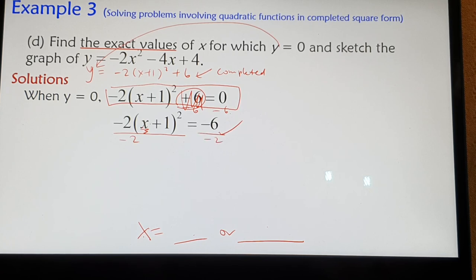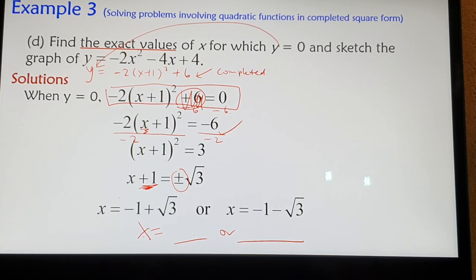minus 2 here, so we are slowly removing all the friends and relatives of this x. Those that are closer to this fella will be the relatives. So I square root both sides. Now, when we square root, ladies and gentlemen, we must remember to put plus minus because there are two possible answers. And then now we don't want this closest relative or family member of this x, so we minus 1 on both sides. Yeah, this is your exact form.